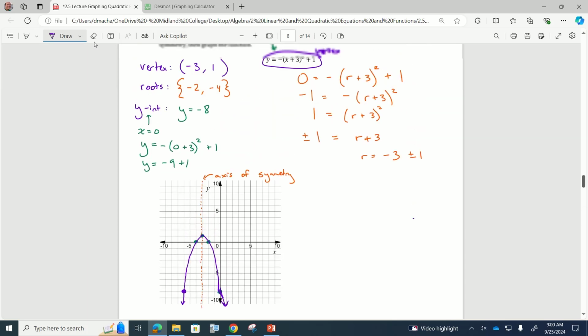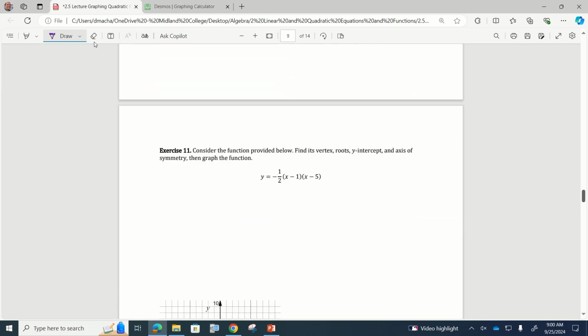So similar to the previous one, except this time we started with vertex form. Do you guys have any questions about how we did that? Okay. Let's see what we get next.